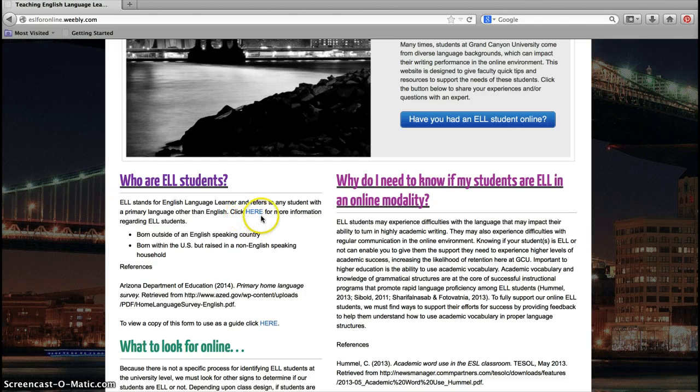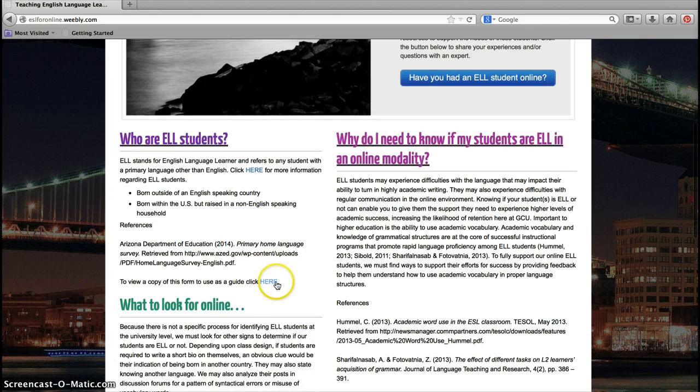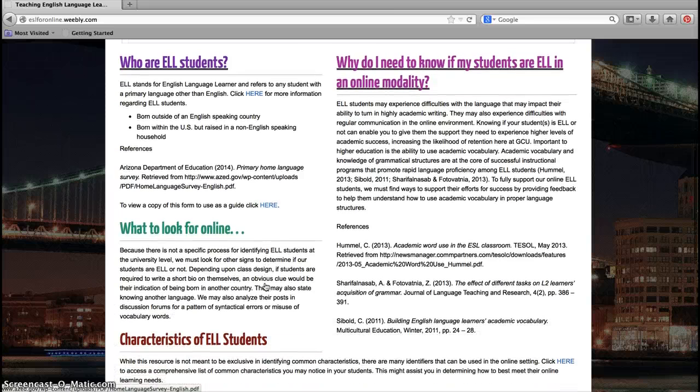Additionally, you can click here for more information regarding identifying ELL students. Also, the Arizona Department of Education uses the Primary Home Language Survey in the elementary school setting as well, and you can click here for the form that is used to identify ELL students.